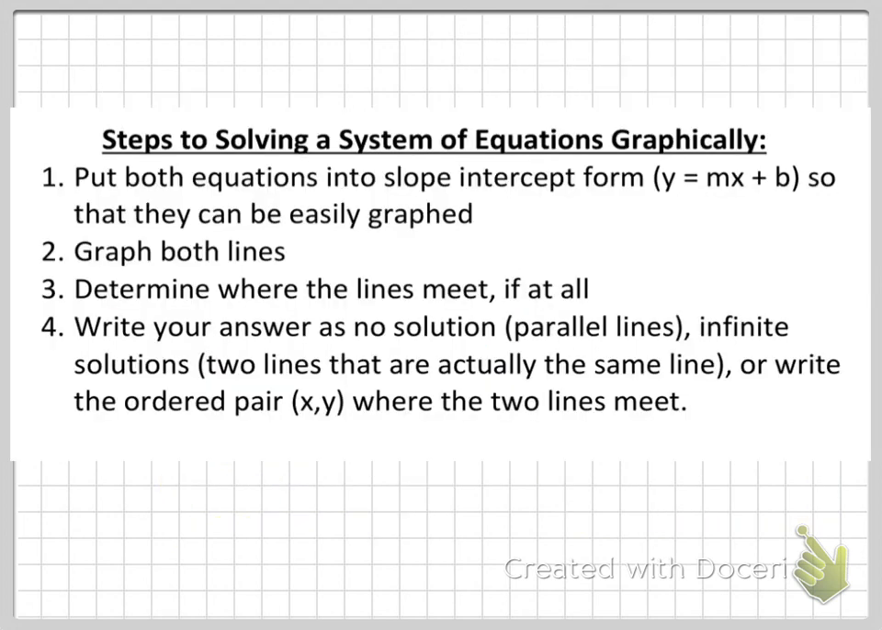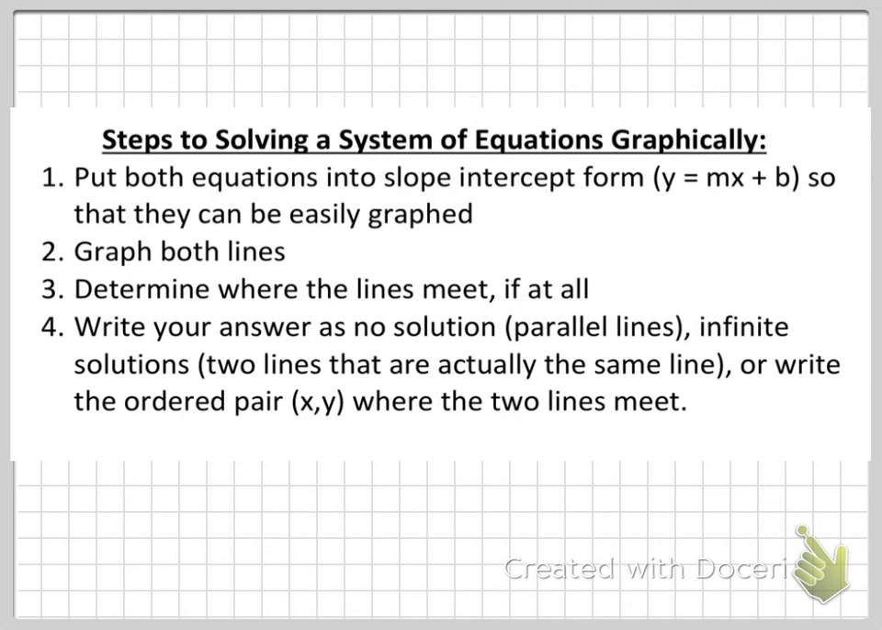So hopefully at this point you are able to solve a system of equations graphically. So I just want to invite you to remember that these are the steps. First, put them in slope-intercept form. Then graph both lines, determine if they meet, and if so, where. And then remember, you're going to have one of three answers.